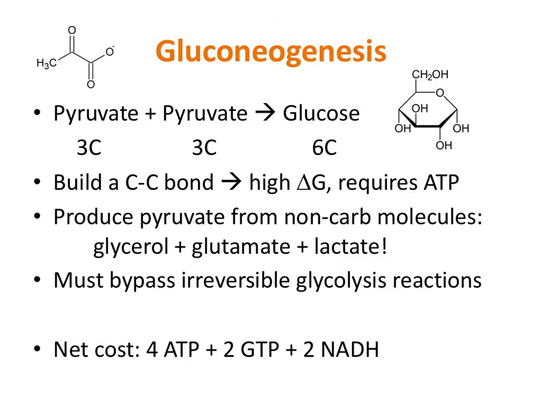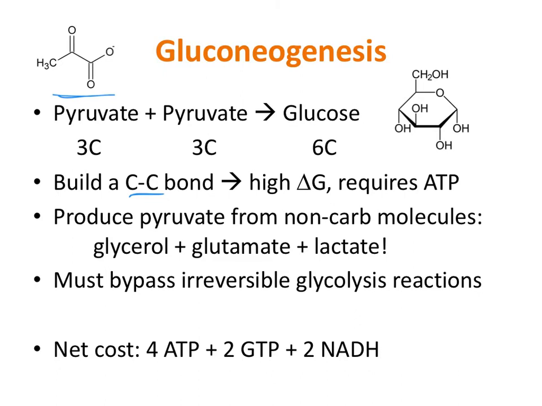First, let's look at a summary. In gluconeogenesis, we're starting with 2 3-carbon pyruvate molecules and combining them to create a 6-carbon glucose sugar. Because we're going to be building a carbon-carbon bond, this is going to be a high-energy process. We're going to require ATP, or energy input, into the process. And we're going to be producing pyruvate and ultimately glucose from non-carbohydrate molecules. And this includes glycerol, glutamate, and lactate. And we talked about where those different non-carbohydrate molecules can enter the pathway on the previous slide.